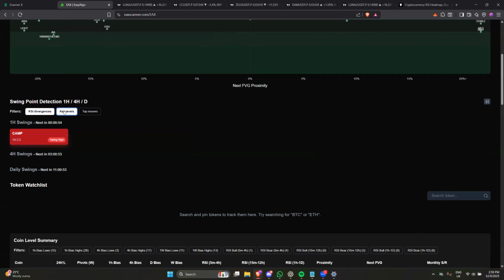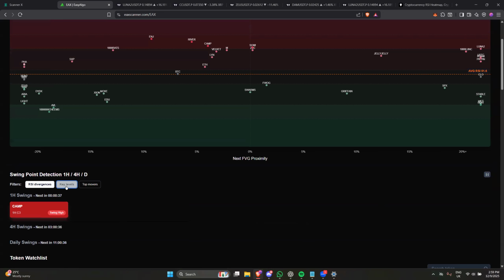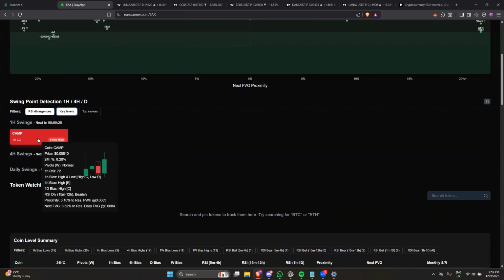Key levels. These key levels are all based on the criteria down here. It will be based on your proximity to previous day high, previous day low, any of these support, resistance, and fair value gaps. All of these are key levels. Ticking this box will indicate that it's in close proximity to a key level. Let's have a look here. It's 3.1% to the previous week high, which is the proximity that it's picking up, and it's also 3.52% close to a daily fair value gap. That's why it is pulling through on this tool here.